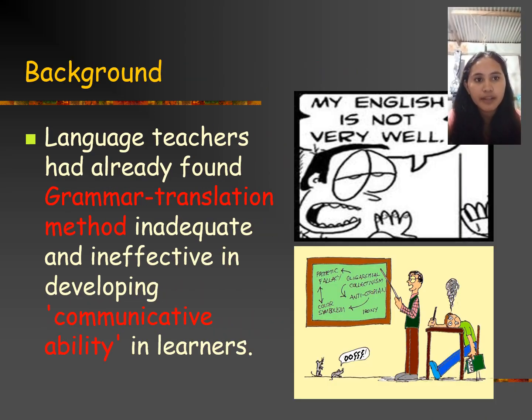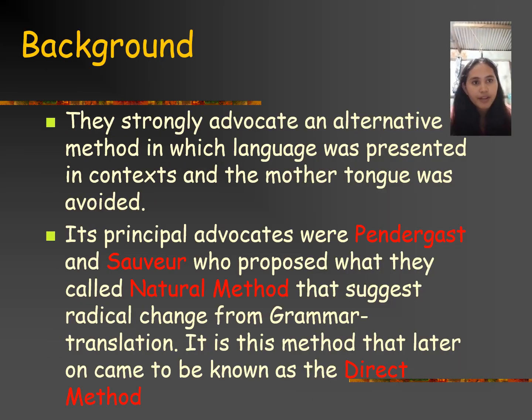Teachers had already found grammar translation inadequate and ineffective in developing communicative ability in learners. They strongly advocated an alternative method in which language was presented in context and the mother tongue was avoided. These principal advocates were Gouin and Sauveur, who proposed what they called the natural method, which suggests a radical change from grammar translation. It is this method that later came to be known as the direct method.